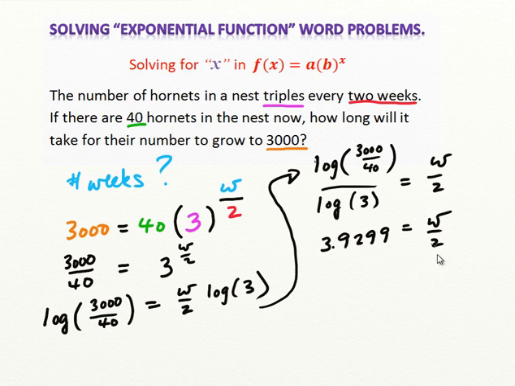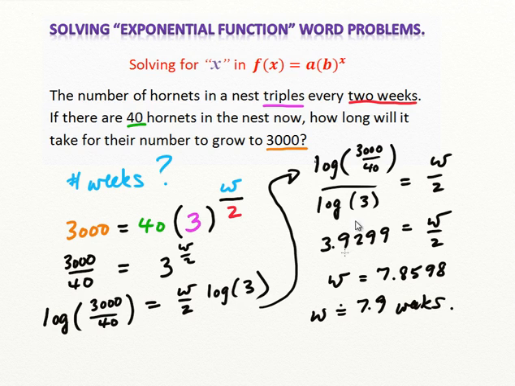Solving for w, I just move the 2 over to the other side and multiply, and we find that w equals 7.8598, or if we round, w equals approximately 7.9, and the unit was weeks. So in this example, we were asked to find how long will it take. It's going to take approximately 7.9 weeks.